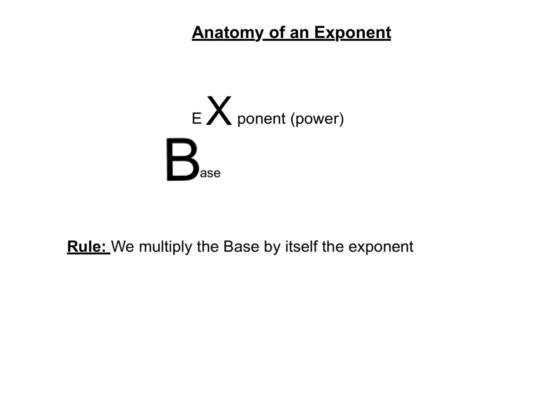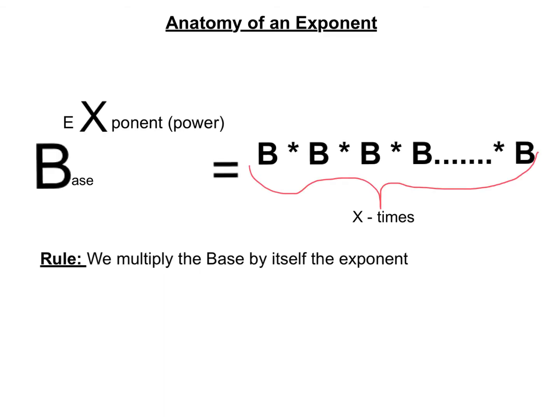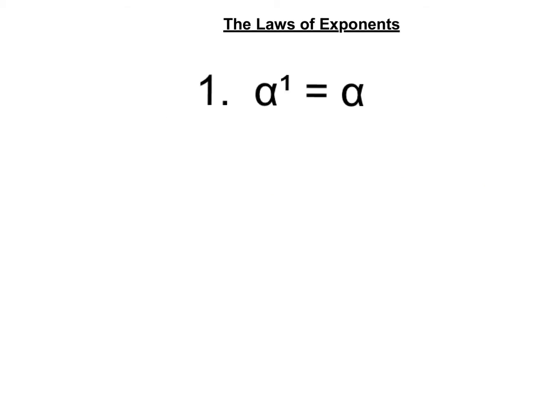So the first thing we have to do is learn about the anatomy of an exponent. We have the base, that is our large number. We have the exponent, also called a power. The rule basically says that we're going to multiply the base by itself the exponent number of times. So in our example, if I have b to the xth power, that says we're going to multiply b times itself x amount of times. Okay, pretty easy stuff. Now, here's where it gets tricky when we're talking about the laws of exponents.